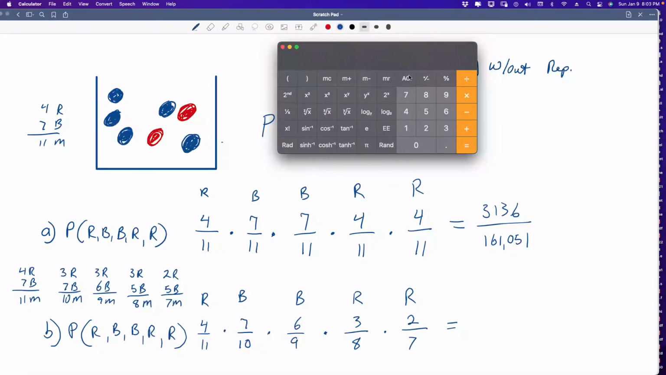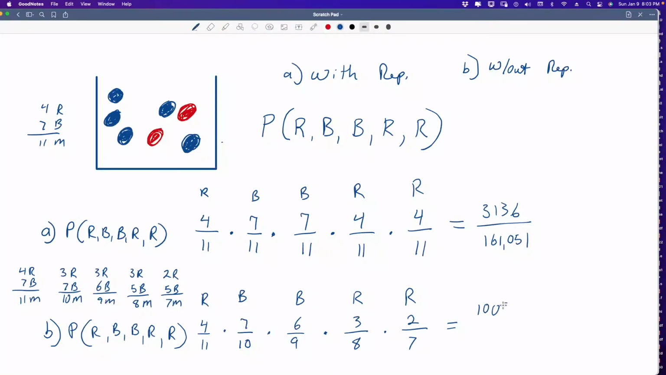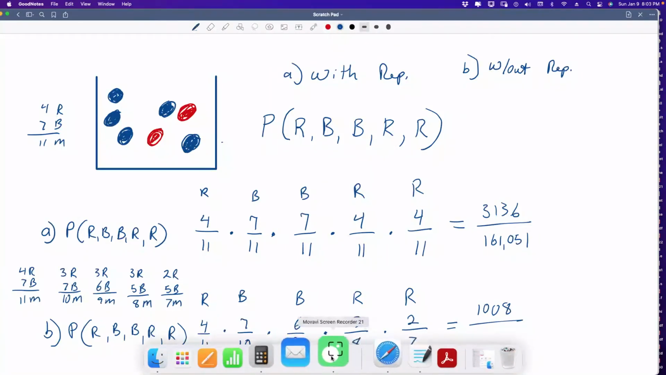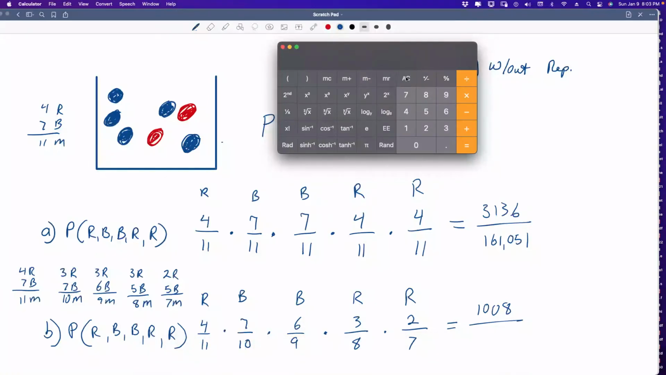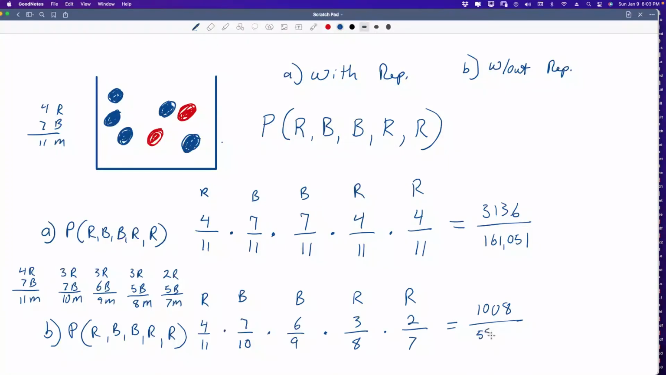So we have 4 times 7 times 6 times 3 times 2 is 1008 all over. And this is going to change because the quantity of marbles changed each time. So 11 times 10 times 9 times 8 times 7 is 55,440. 55,440. Do we see how much that ratio has changed?